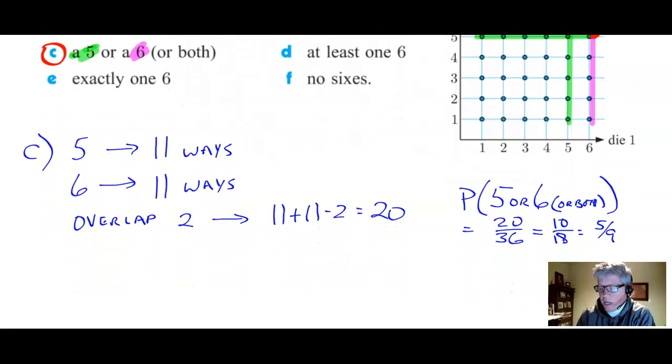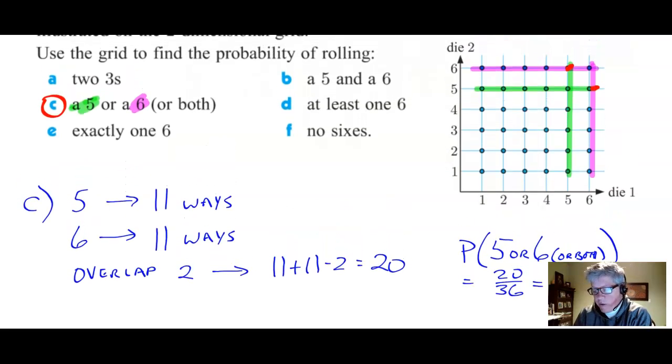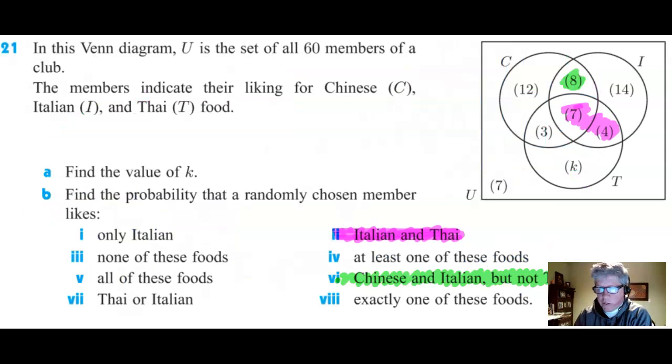20 over 36. You could think about it as there are 11 rolls out there with a 5. There are 11 rolls out there with a 6, and there are 2 rolls that have been counted twice. That's where those overlaps are. I think it's easier with the grid, but get used to that. You're going to want to revisit that.